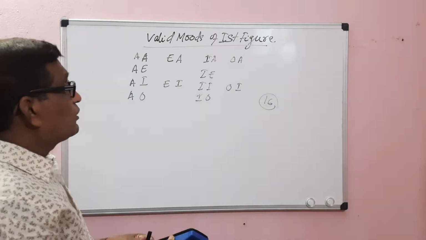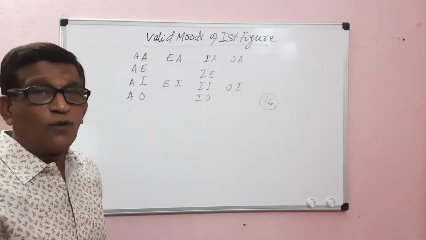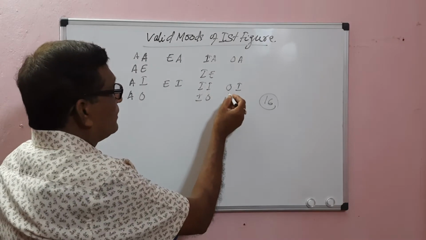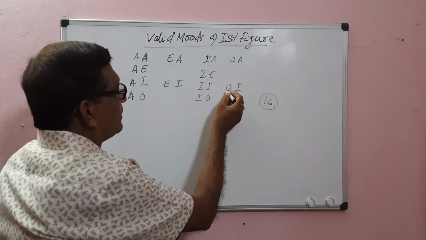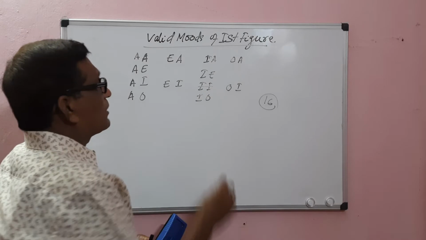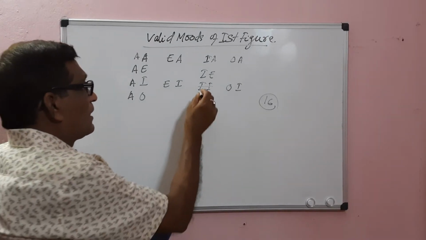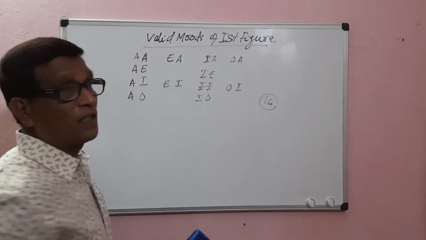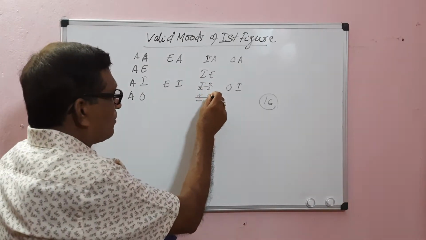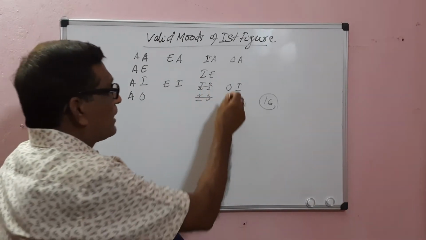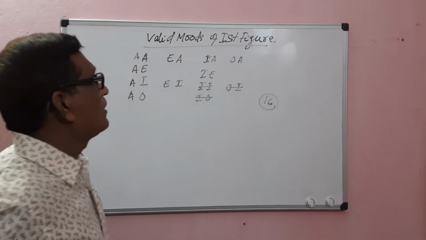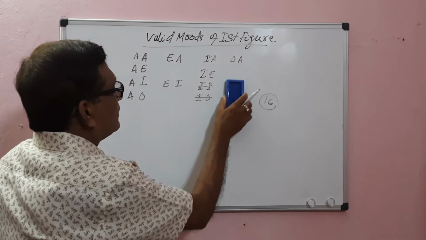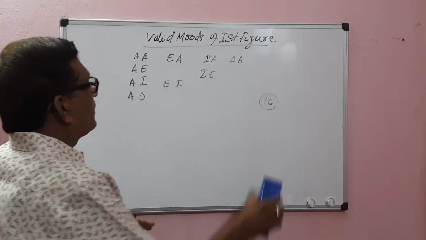Then, if both the premises be particular, no conclusion can be drawn. On this ground, we can eliminate OI, II, IO, OO. Both are particular premises, particular affirmative and particular affirmative, no conclusion can be drawn. In this way, we can eliminate these invalid moods.